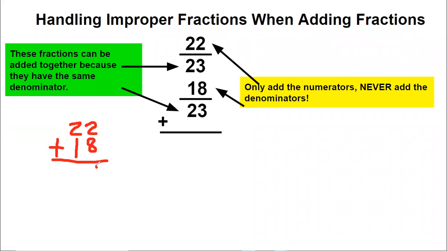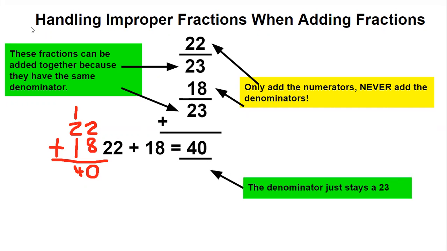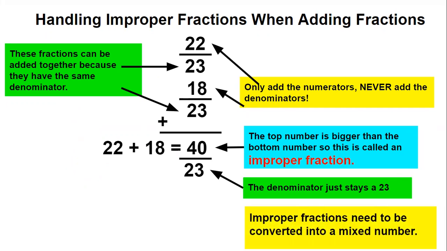So 8 plus 2 is 10. I put down the 0 and I carry the 1. 1 plus 2 is 3, plus 1 more is 4. So that should be 40. So that'll be my top number. 22 plus 18 equals 40. What's my bottom number? Yes, 23. It will just stay at 23. And now I notice that I have an improper fraction because the top number is bigger than the bottom number. So I have to change it into a mixed number.